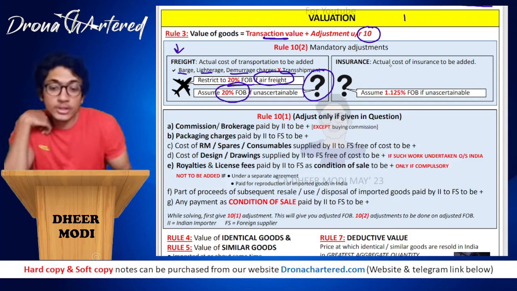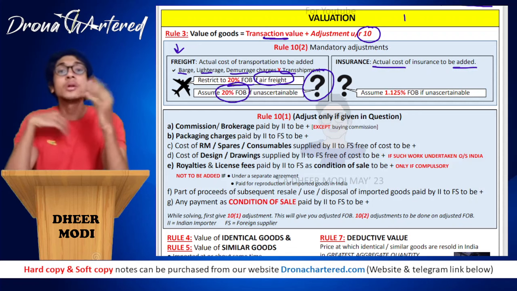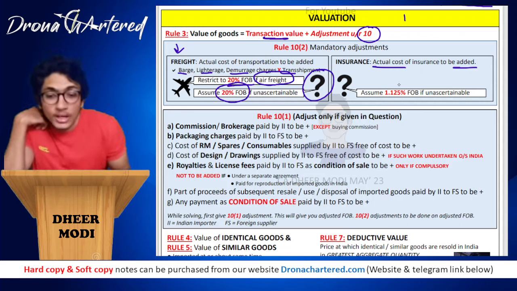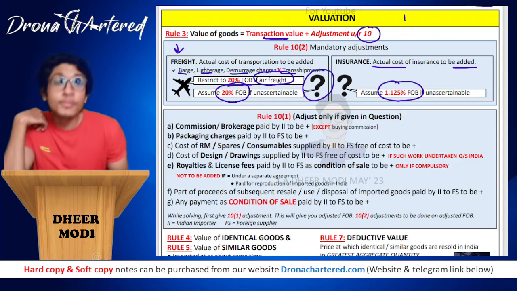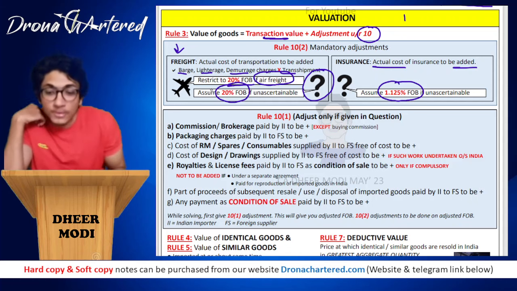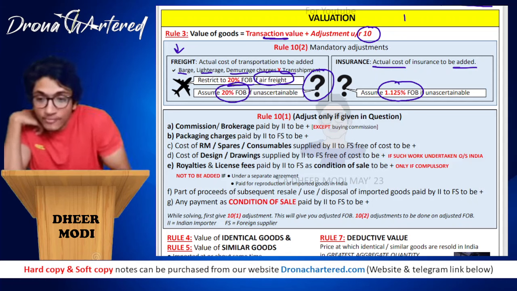Second is your insurance. Insurance: actual cost of insurance to be added. Okay, sir, what if insurance is also unascertainable or we are not able to find it? So you will assume it is 1.125% of your FOB. Remember, it is FOB. Now, why did I tell you this term? Because everything we are focusing on is your FOB only.